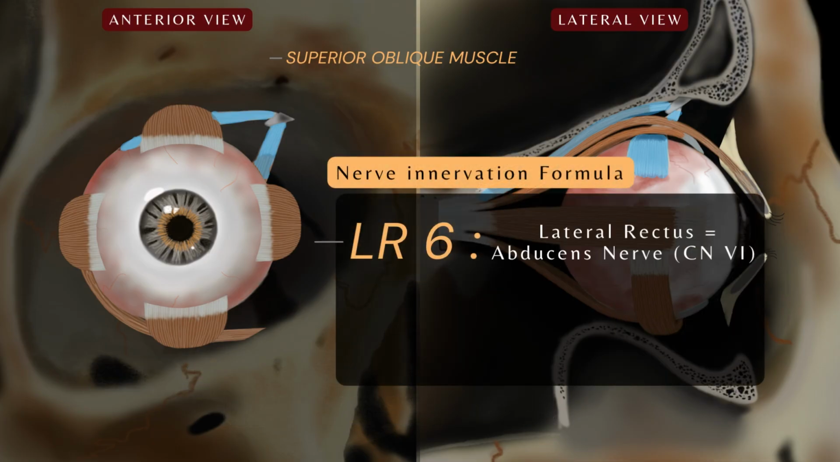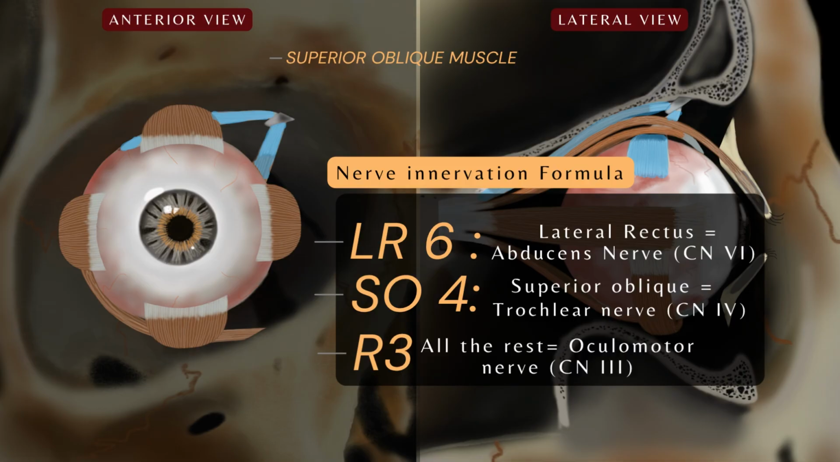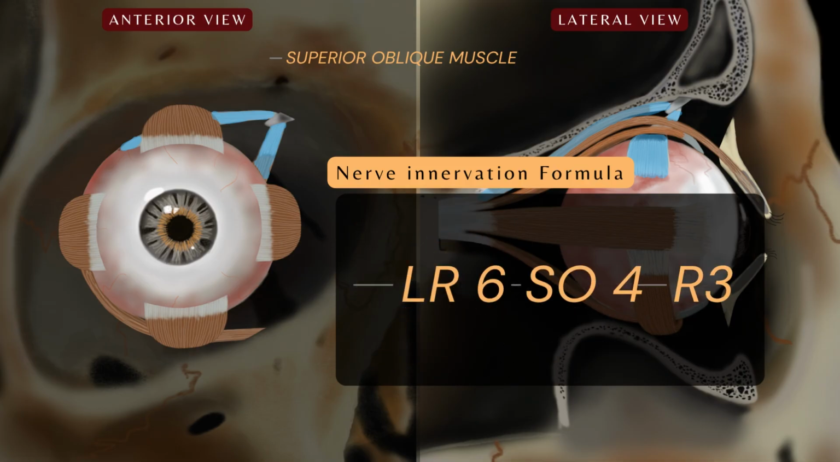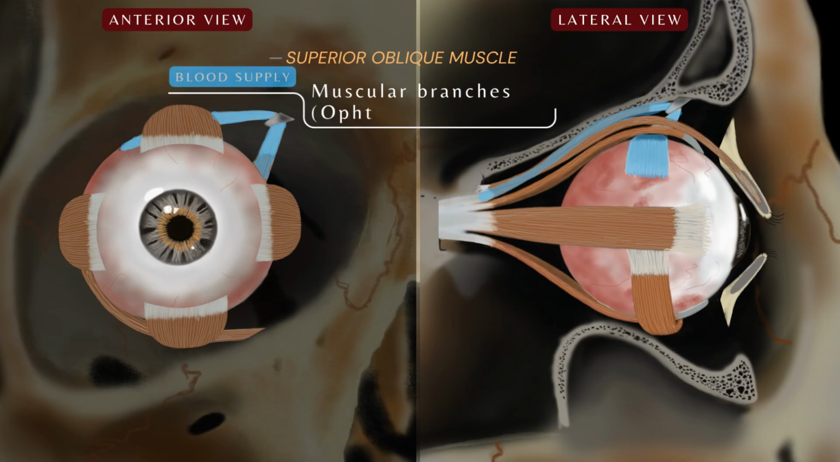This completes the extraocular muscles nerve innervation formula, where LR6 equals lateral rectus muscle is innervated by the abducens nerve, CN6. SO4 equals superior oblique is innervated by the trochlear nerve, CN4, while all the other muscles are innervated by the oculomotor nerve, CN3. Blood supply comes from the muscular branches of the ophthalmic artery.